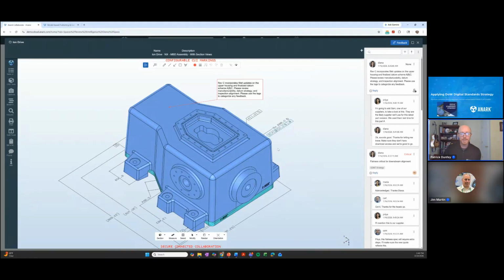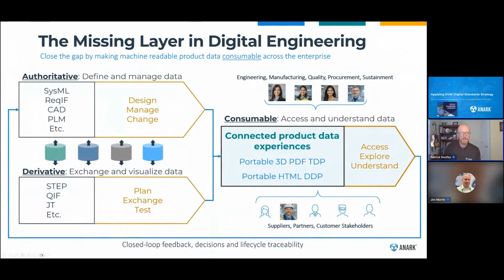And so that's really the key element we wanted to highlight today: you bring all of these individuals together, and regardless of the connected product data experience that you deliver to them, as long as it is tied to the authoritative sources and you can feed back the decisions and full lifecycle traceability in a closed-loop fashion, you now have the ability to be ready for everything that's coming through the DoW digital standard strategy, instruction 5000.97 on digital engineering. We talked about the CUI instruction as well, and everything in between.